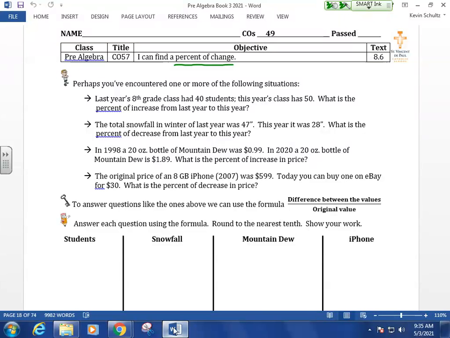And finally, the original price of an 8 gig iPhone, which came out in 2007, was $599. Today, you can buy one on eBay for $30. What is the percent of decrease in price?